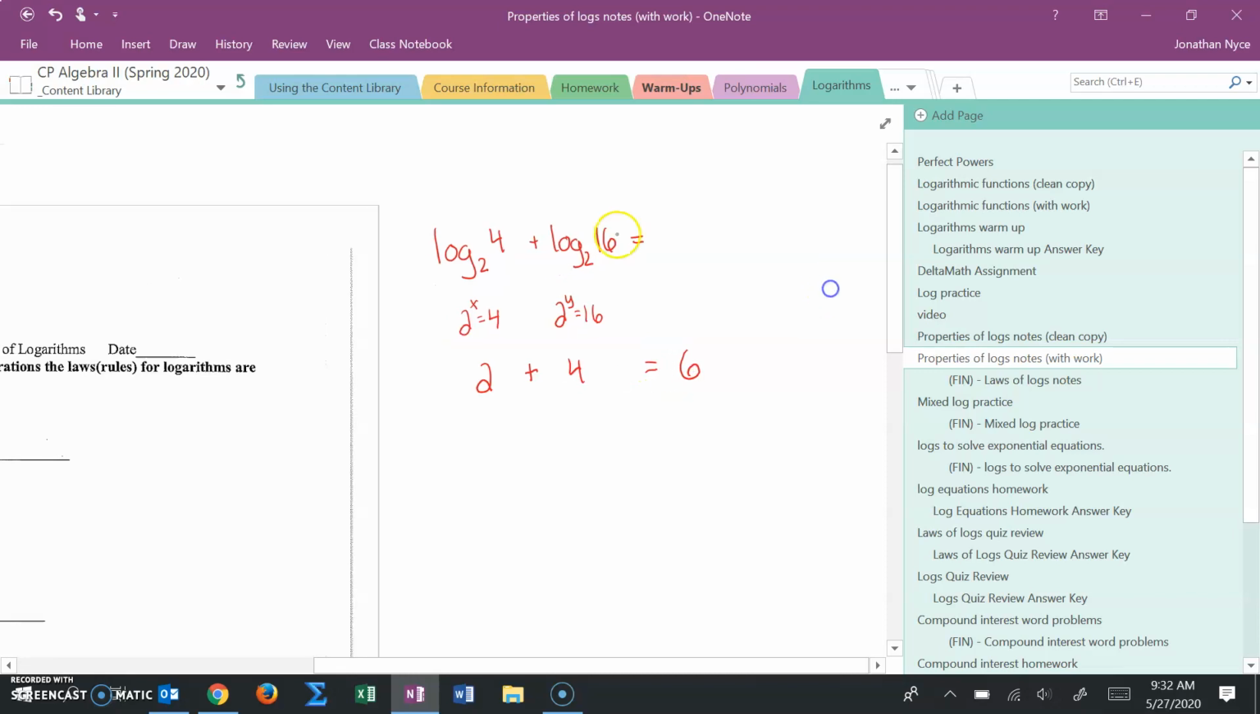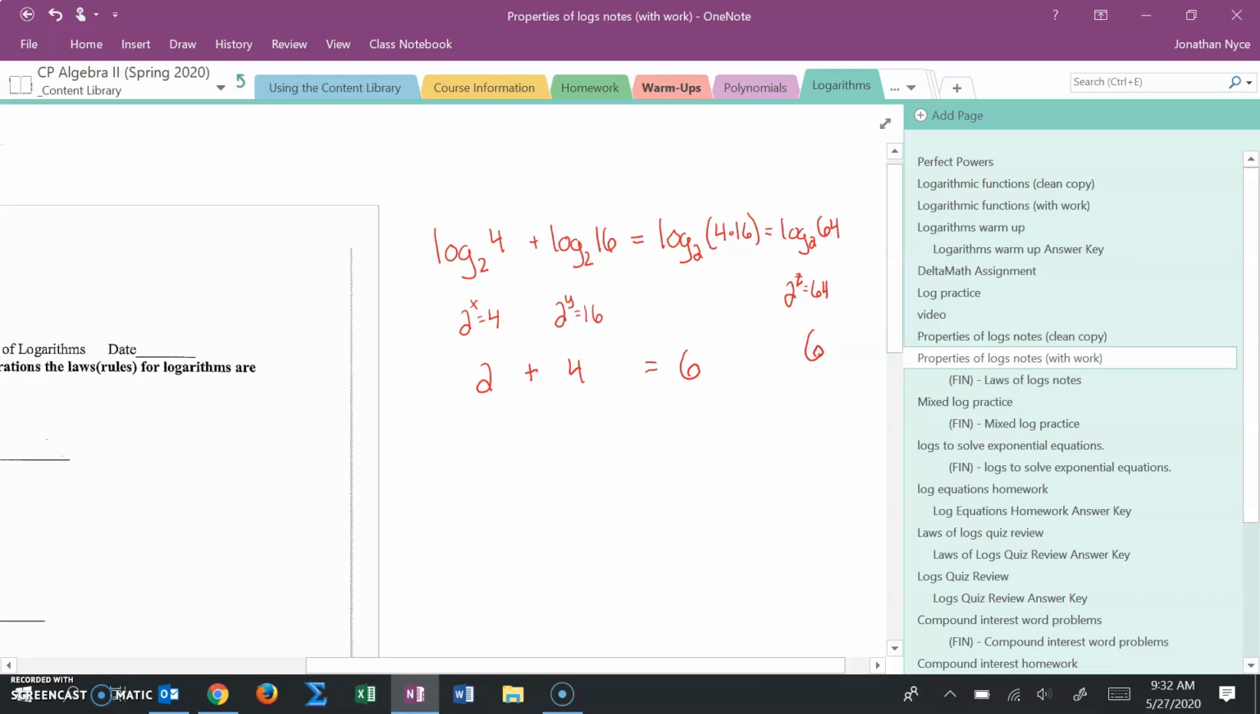Going back to the original problem, if we have log base 2 of 4 plus log base 2 of 16, that's going to be equal to log base 2 of 4 times 16. 4 times 16 is 64. And this says 2 to what power is 64? Well, that gives us the 6.